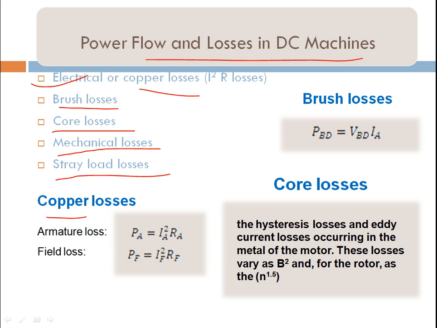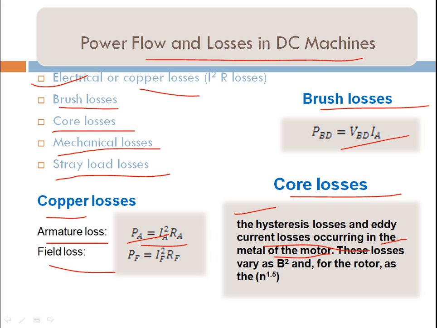The copper losses are armature losses and field losses. Armature loss is P_A equals I_A squared R_A, armature current squared times armature resistance, and the field loss is I_F squared R_F. For brush losses, P_BD equals V_BD times I_A. And the core losses: what will the core losses be? The hysteresis losses and eddy current losses occurring in the metal of the motor, very important. The hysteresis loss and the core losses, in the exam they will be asking about hysteresis losses and eddy current losses also.